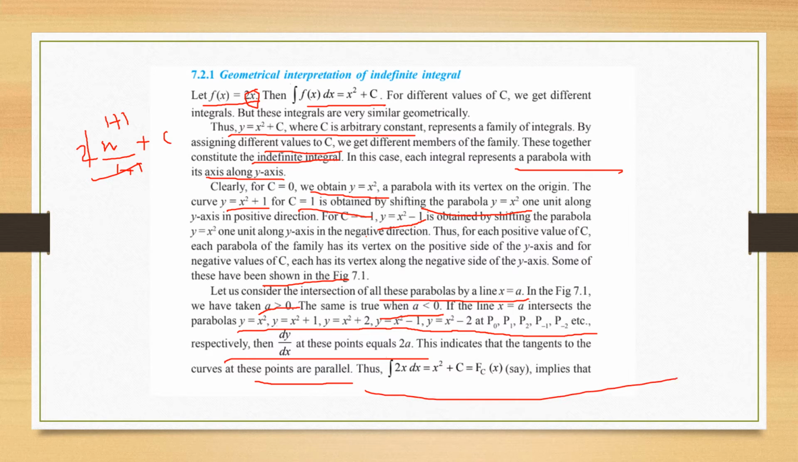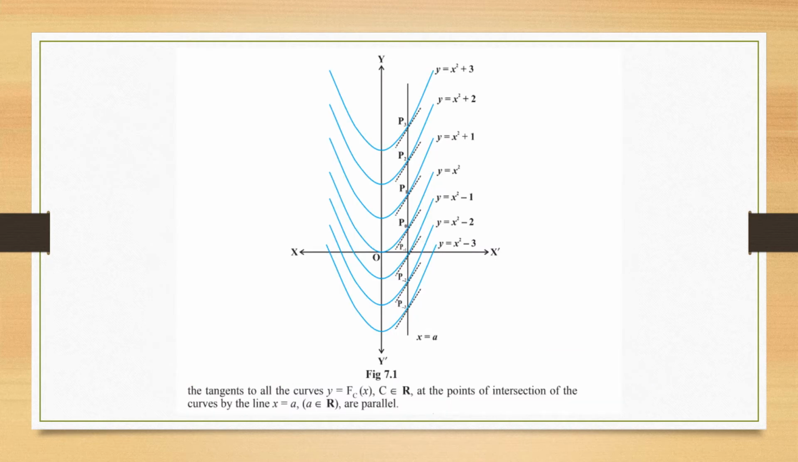Okay, so integral of 2x dx is x square plus c, which is equal to f(x) plus c. What does it imply? You can see in the graphs that the tangents to all these curves, for c belonging to R, at the point of intersection of the curves by the line x equal to a, that is a belonging to R, are parallel.